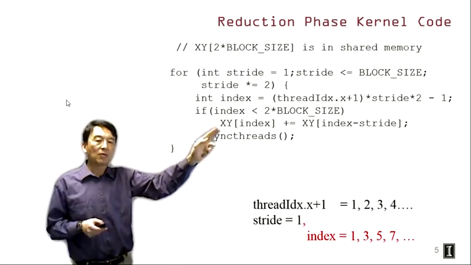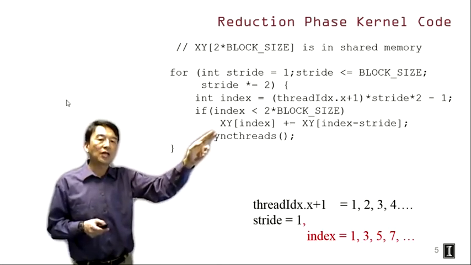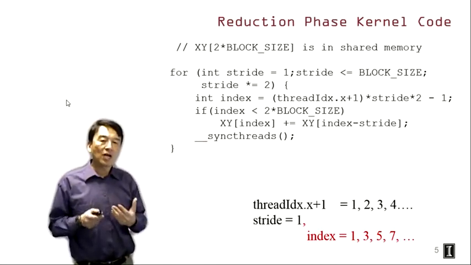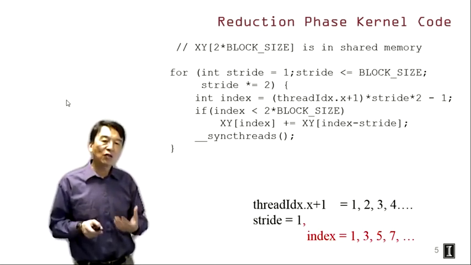So we perform this addition, and then we do a sync threads. At this point, you should ask me, how come we don't see two sync threads as we did in the work-inefficient kernel?